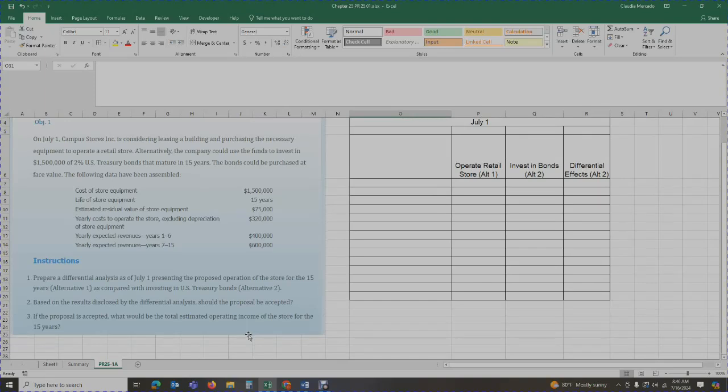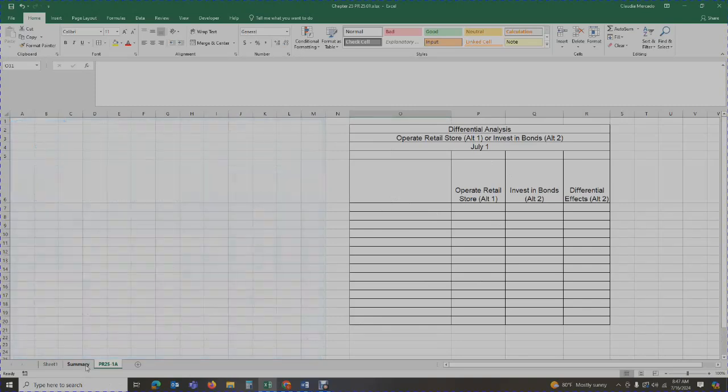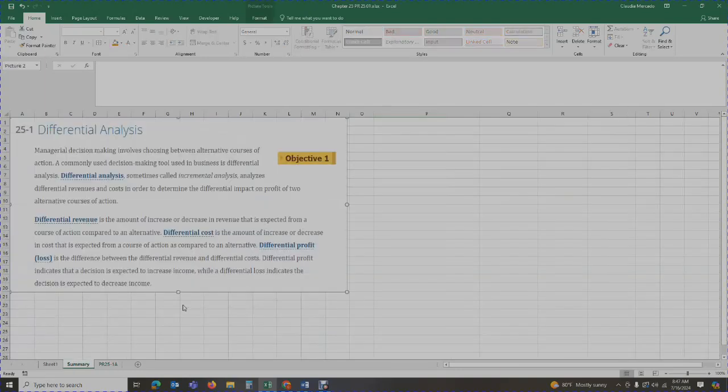Then we are being asked to prepare a differential analysis as of July the 1st, presenting the proposed operation of the store for the 15 years, alternative 1, as compared with investing in U.S. Treasury bonds, alternative 2. Okay, that is the first requirement we are going to tackle. Now, the textbook has a lot of specific differential analysis that will be completed. So I just decided to go over quickly what is differential analysis.